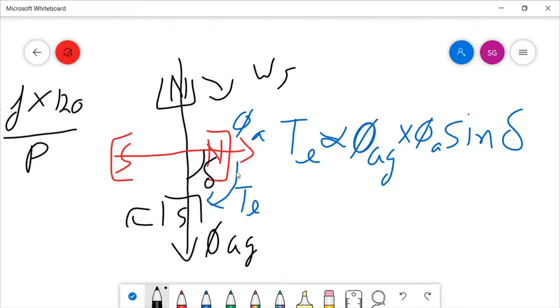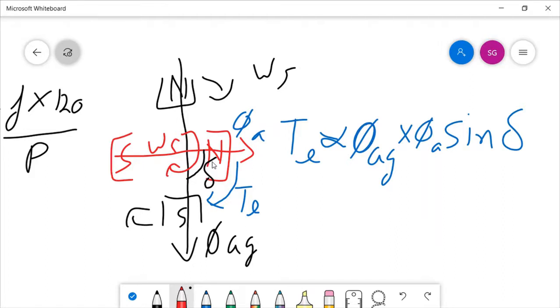and due to this drag, this rotor will also have a speed. Let us say this rotor is rotating at a speed omega r, and after some time the orientation of these phi A and phi Ag will adjust such that the steady state electromagnetic torque is equal to the load torque. So at load torque, this delta will be less than 90 degrees. That will depend upon how much torque this motor has to supply.